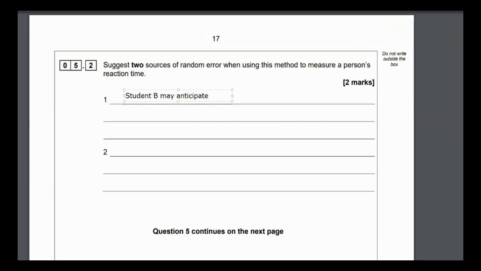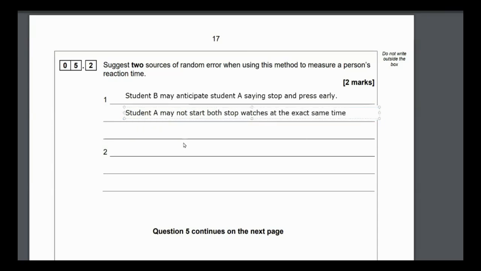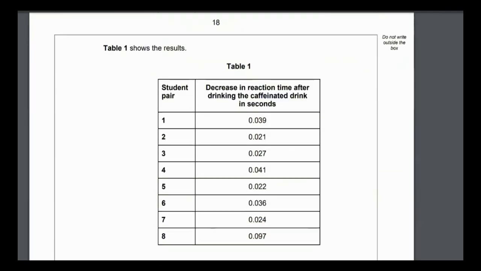Right, let's look at 5.2. Suggest 2 sources of random error when using this method to measure a student's reaction time. Well, student B may anticipate student A saying stop and press a little bit early. Student A may not start both stopwatches at the same time. Quite hard to click your thumbs down and start 2 things exactly at the same time. So that would lead to some error as well. When student A says stop, they might not press stop on their stopwatch at the same time as they say stop, which might mean there's an error in reaction time too. Okay, let's move on.